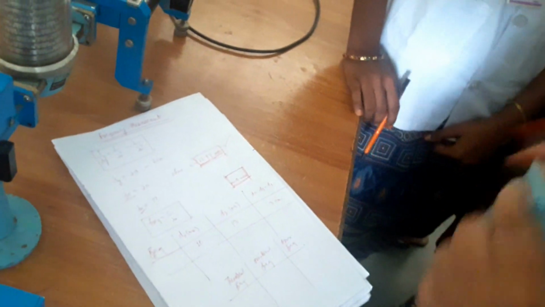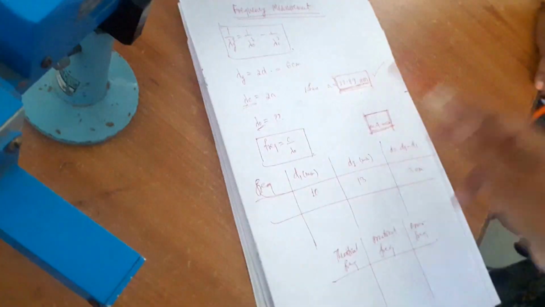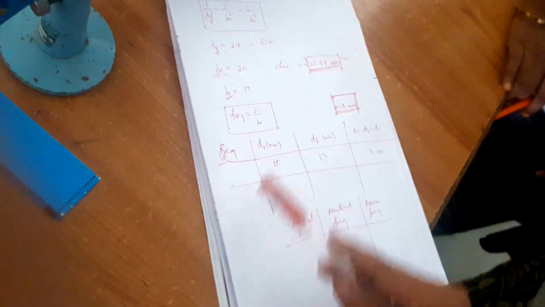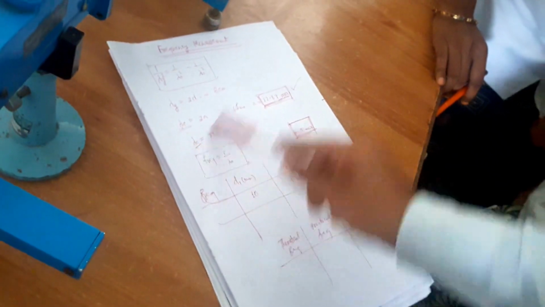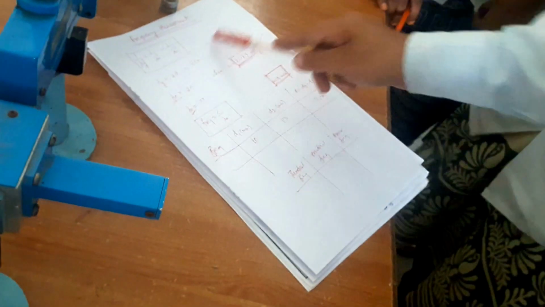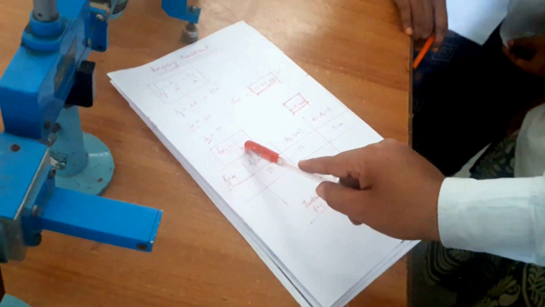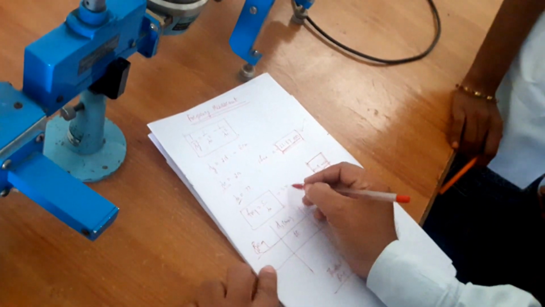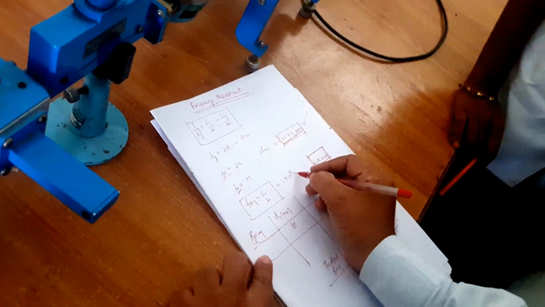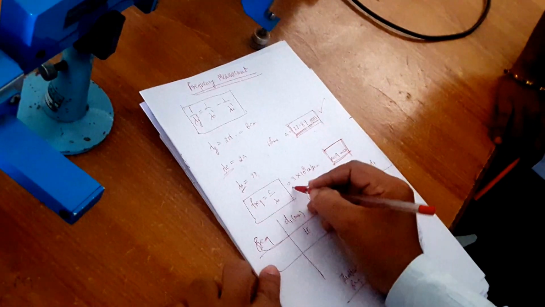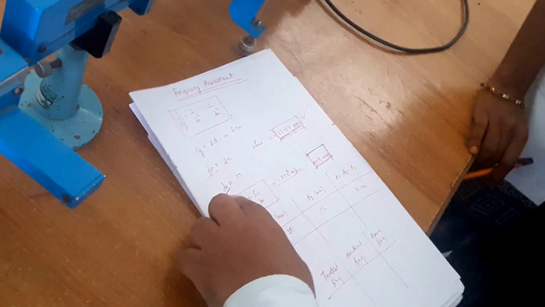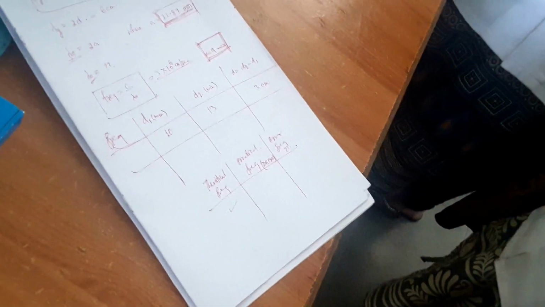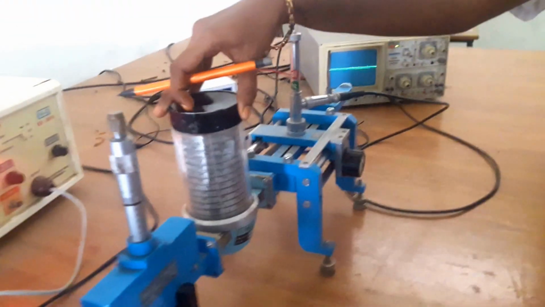It is designed this way, and you can calculate your lambda g. If you have calculated these two, from that you can calculate your lambda naught using the formula. If you know lambda naught, just substitute the value and you can calculate the frequency. Your frequency will be 3 into 10 to the power 8 meter per second divided by lambda naught.